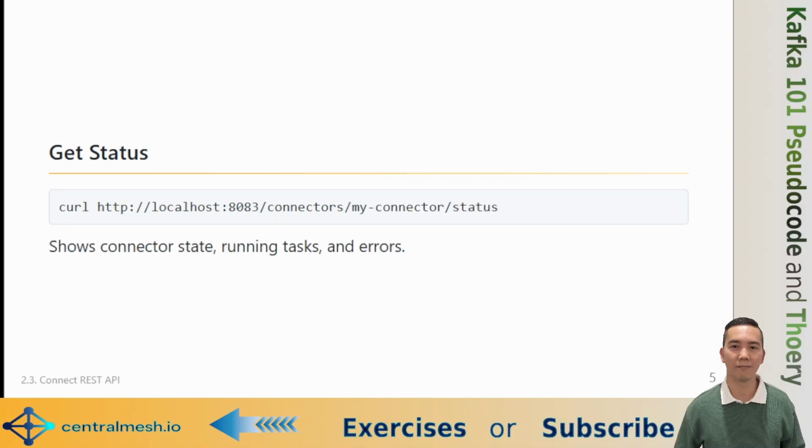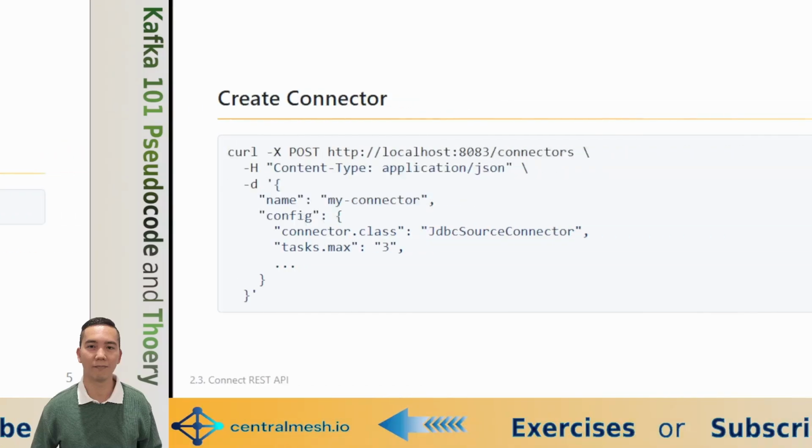After identifying a connector, the next step is usually checking its status. This endpoint provides information about the connector itself, as well as its associated tasks. You typically see whether the connector is running, paused, failed, or restarting. It also reports task-level details and any error messages that may help diagnose problems. For operational teams, this is one of the most frequently used endpoints because it gives immediate visibility into connector health.